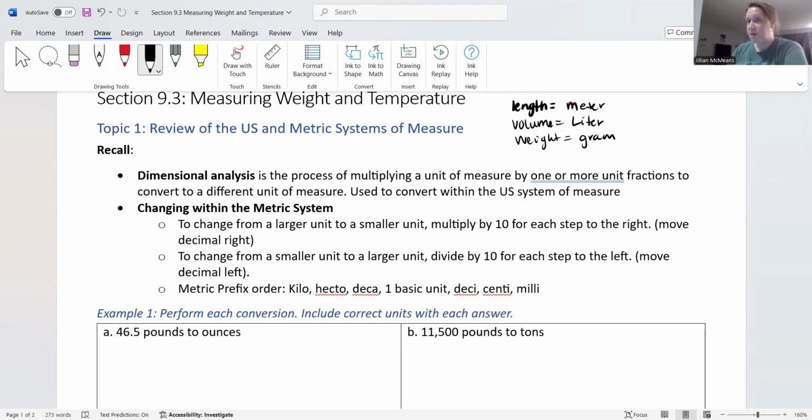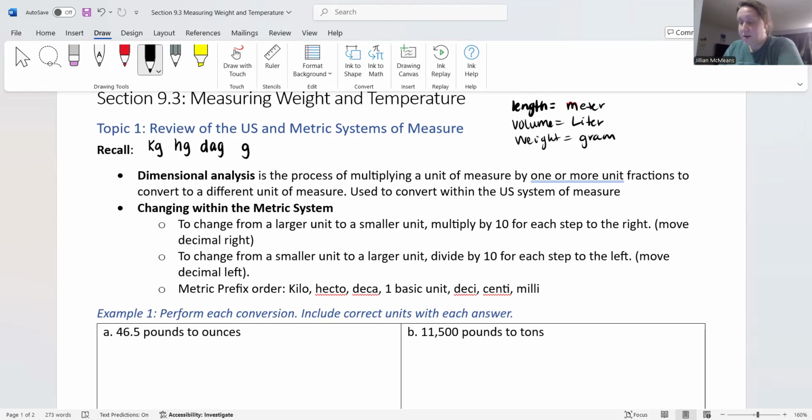So if we're talking specifically weight, we would have 1 kilogram, that is 1,000 grams. We would have a hectogram, which is 100 grams. We would have a decagram. Deca has the abbreviation DA. So a decagram is 10 grams.